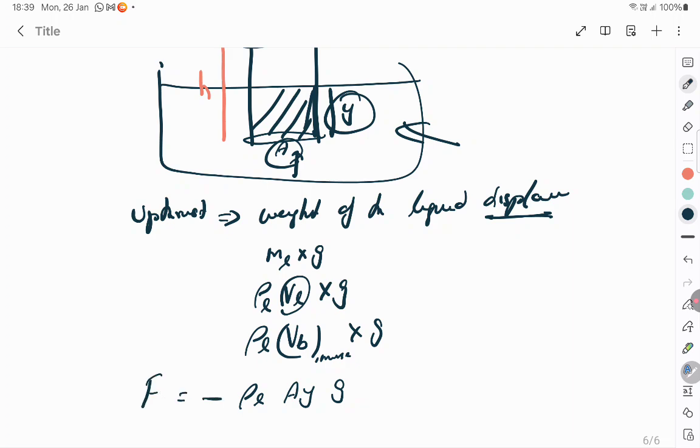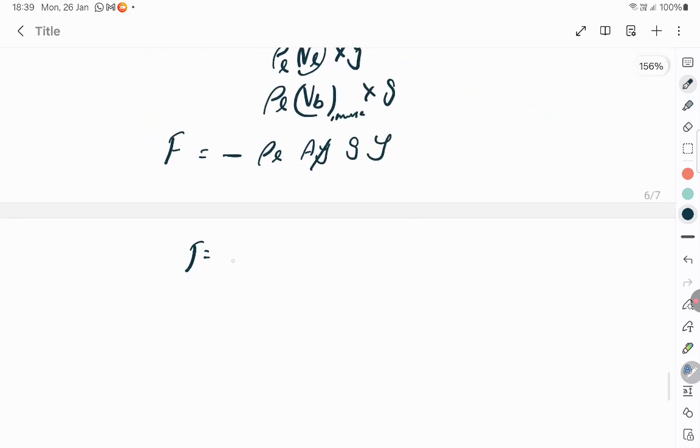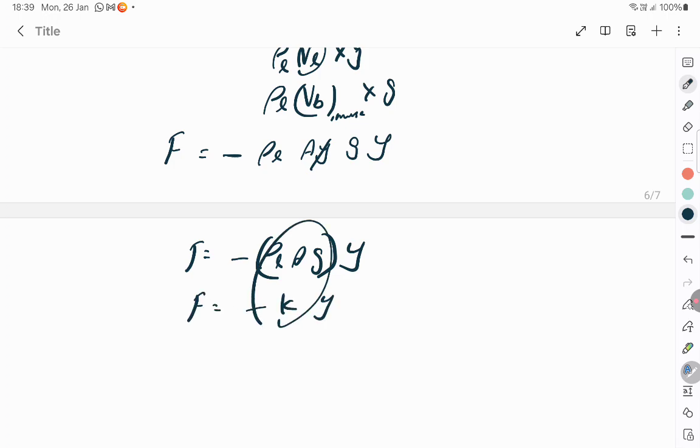In other words, with the minus sign, you can move this y to the other side. So you get F is equal to minus rho_L A g y, where this is like a k, and F is equal to minus k into y. That's the condition for restoring force, where k is the density of the liquid, which here is the water, into the area of the cork into gravity.